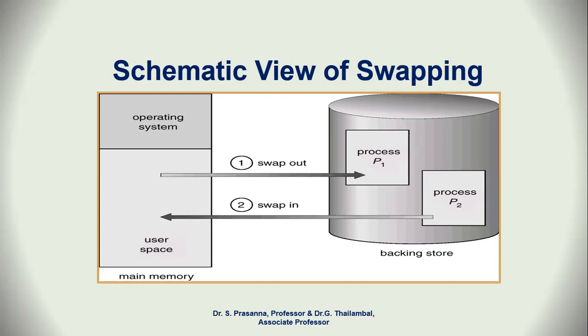So in this diagram, you can see that the first one is swap out. That means already in main memory, process P1 is there, that has been swapped out, and process P2 is swapped inside the user space from the backing store. The swap out also happens, and process P1 will be stored in the backing store. So whenever needed, you are going to load process P1, and then you are going to swap in process P1 and swap out process P2 also if it is needed again.